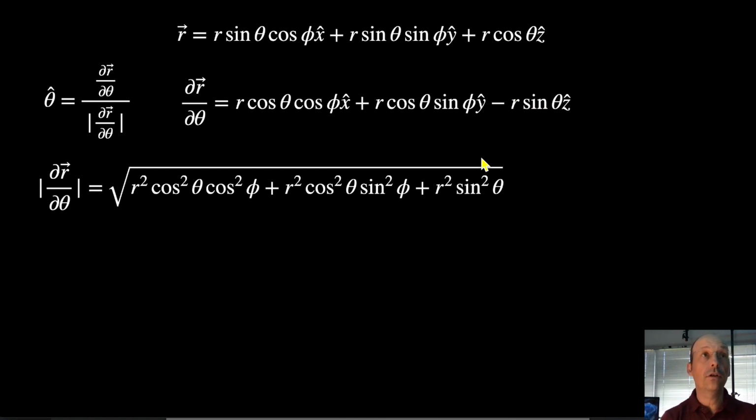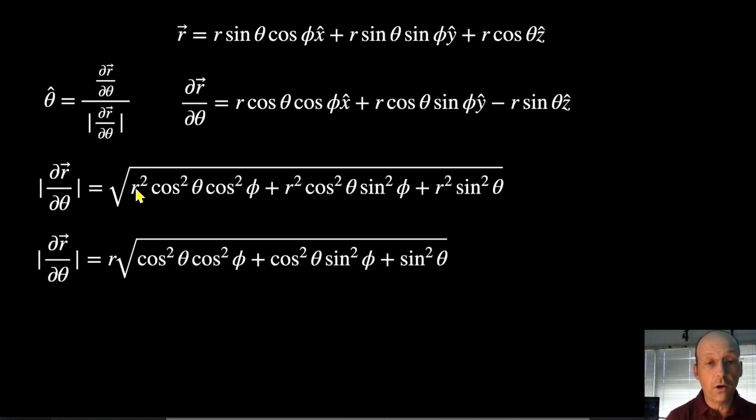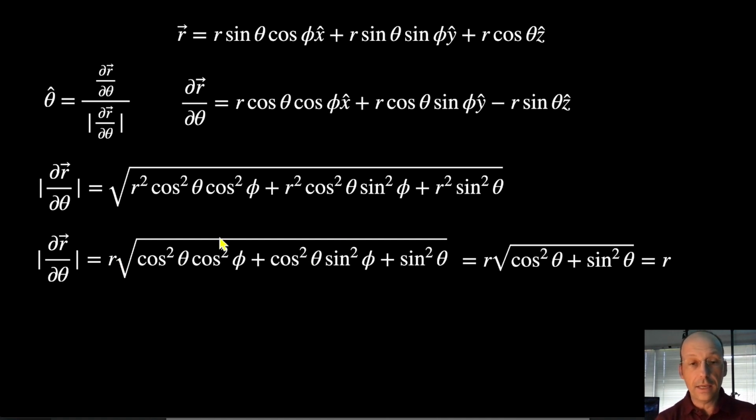Now we need to find the magnitude, so I have this squared, r squared cosine squared theta cosine squared phi, then this squared, r squared cosine squared theta sine squared phi. And then that squared, r squared sine squared theta. So I can factor out an r squared, they all have it, and pull that out front. So that's r right there. Next, there's a cosine squared theta and a cosine squared theta that I can factor out. And then that gives me cosine squared phi plus sine squared phi.